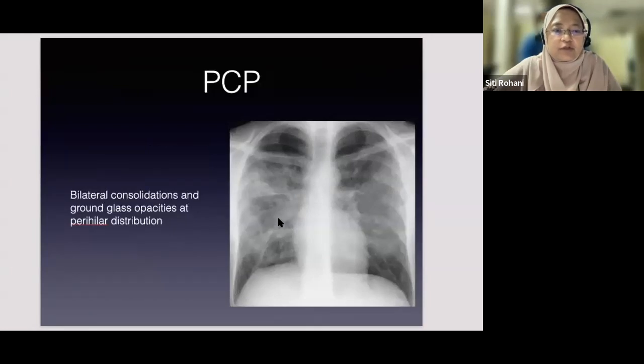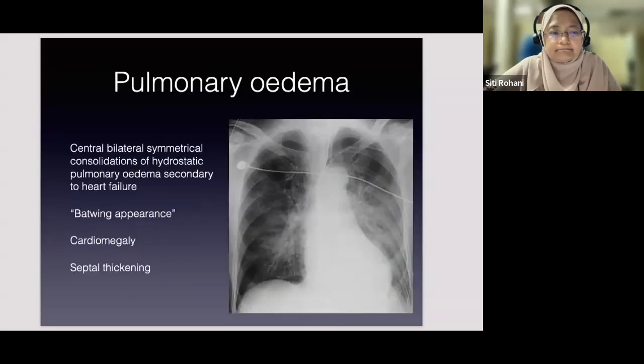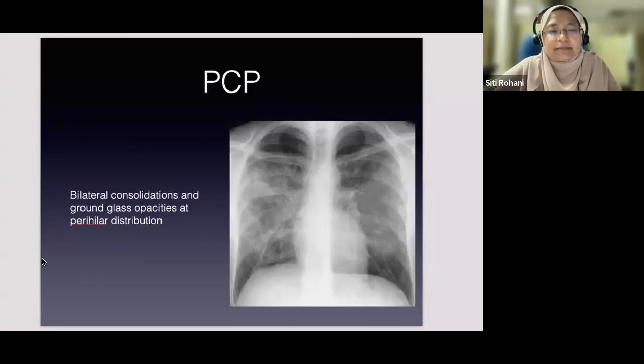This is an example of diffuse consolidation because of PCP, bilateral consolidation and ground glass opacity with perihilar distribution. So in this case, the heart is not enlarged. Basically, we cannot tell the difference much between the consolidation of pneumonia and edema. Of course we need to find more salient features of PCP to differentiate between these two.